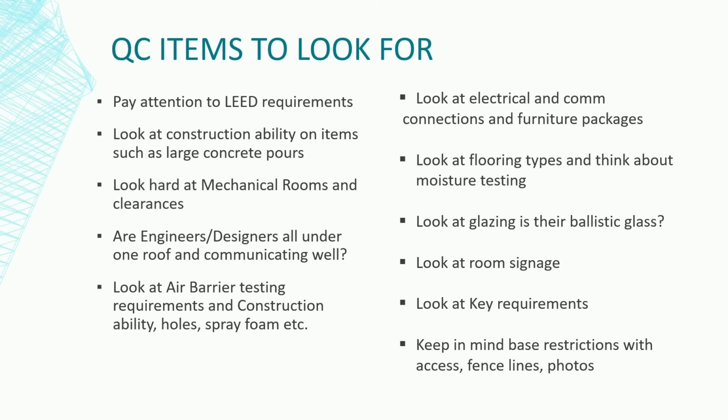You need to look at air barrier testing requirements and constructionability. You need to look at possible holes in the building design. When you are doing a metal building, you've got to just about do spray foam to pass a lot of the air barrier tests. So pay attention to that during the design. Look at electrical and comm connections for furniture packages. Most of the time at this point, we've not been awarded a furniture package, and then you don't need to worry about it. But if you've got the furniture package award as part of your building, you need to make sure that the furniture folks are talking to the comm guys and the double E's so that they know what their requirements are.